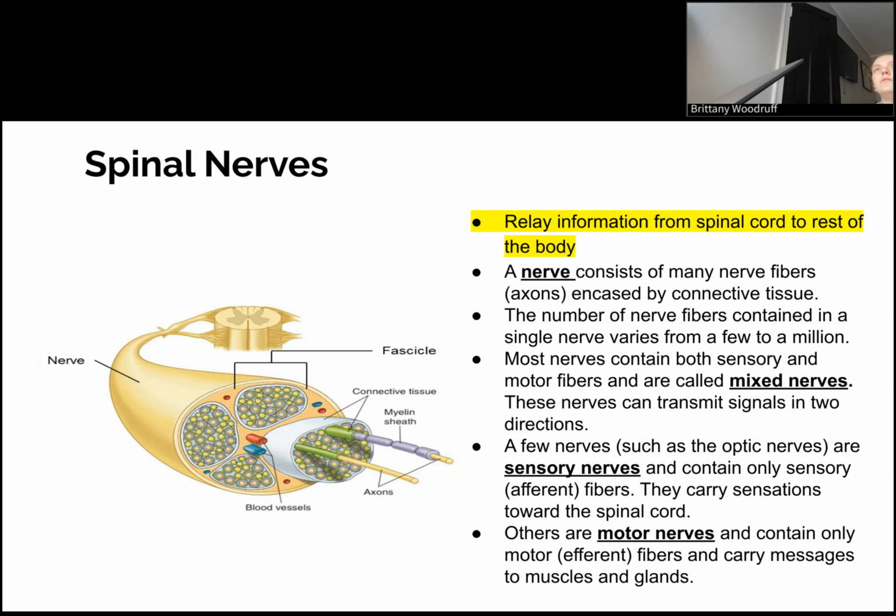The important thing to know is that a nerve is different than a neuron. A neuron is a single cell, so it has the cell body, the axon, the synapse, all of those different parts. A nerve, on the other hand, is a bunch of those cells bundled together. A nerve consists of many nerve fibers encased by connective tissue, so a lot of axons wrapped around together. You can have just a few to a few million inside of a nerve.